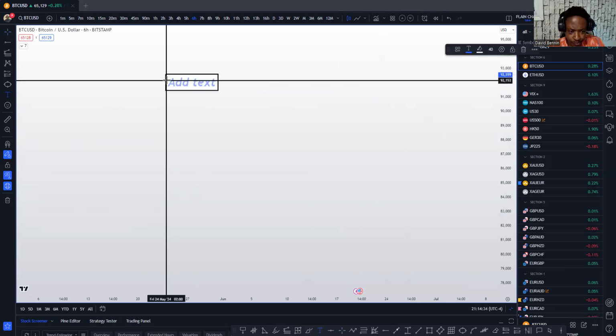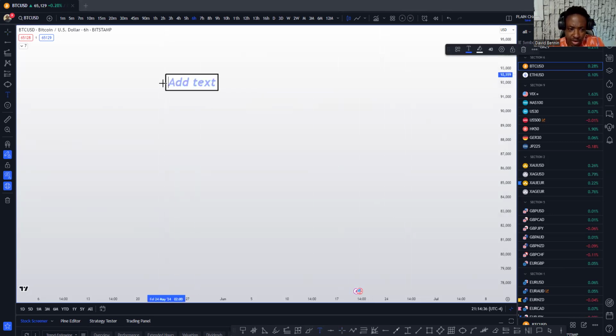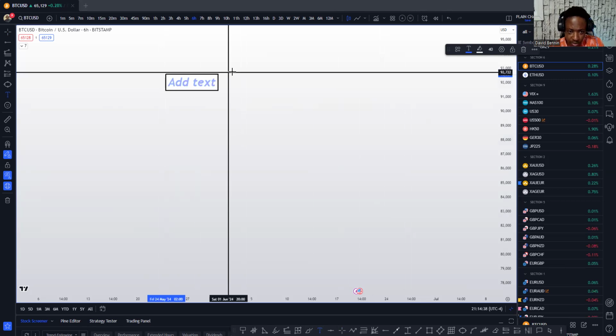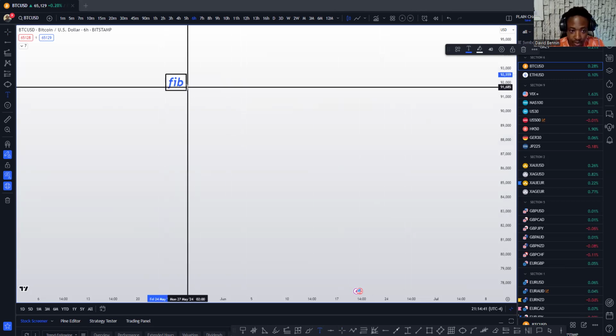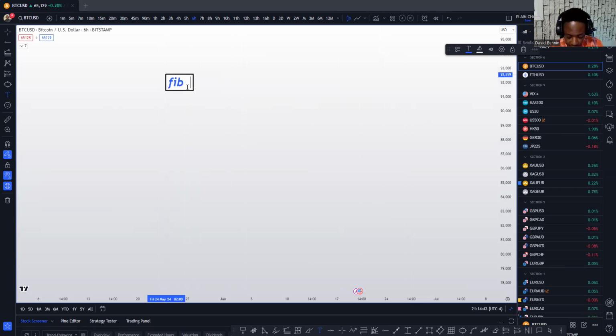So I use 3 of the Fib tools. I use 3 of them. I use the Fib extension, which is what most people use. I use the Fib expansion. And I use the Fib speed resistance fan.